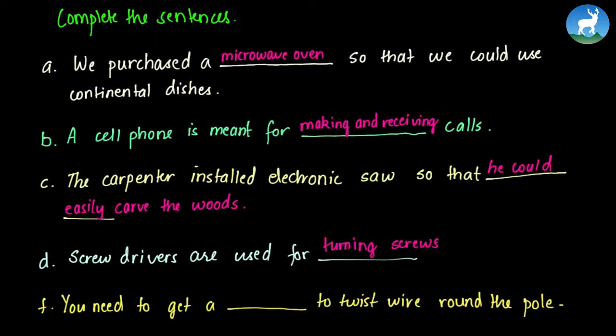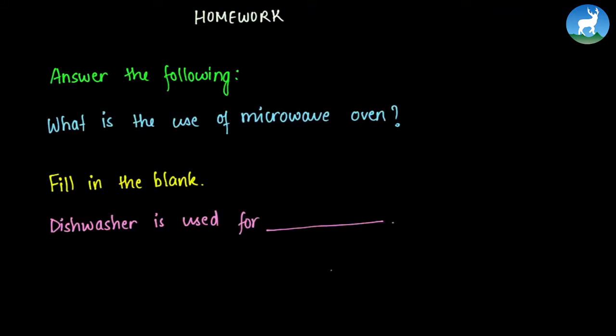And finally, you need to get a blank to twist wire around the pole. So for this, we need a wrench. And with this, we've come to the end of this lesson. The homework for today's class is to answer the question. So these are 2 quick questions we have for your homework today. The first one is to answer what is the use of a microwave oven, and the second one is to fill in the blank. Dishwasher is used for, and then the blank.